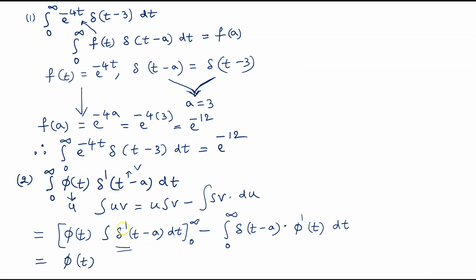Okay, now this is nothing but phi of t. Here integration and derivative will nullify. You get delta of t minus a under the limits 0 to infinity, minus integral 0 to infinity phi dash of t into delta of t minus a dt. Okay, so in this term, when t equals 0 and t equals infinity, the Dirac delta function is 0. That's why the first term becomes 0 for both upper and lower limits.